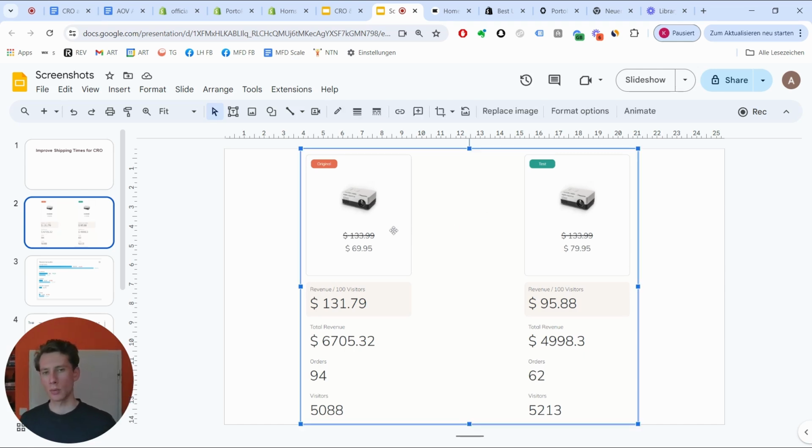Here you can see we ran the test of the original price back then, which was $69.95, against the new price of $79.95. To both product pages, we sent around 5,000 visitors, as you can see here at the bottom. Here, the original price actually still performed better. The revenue per 100 visitors was still significantly higher. That means the new price did not win that A/B test, and we kept the original price. Revenue per 100 visitors, by the way, isn't the perfect metric, but you get the point.